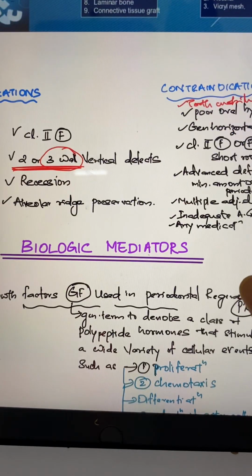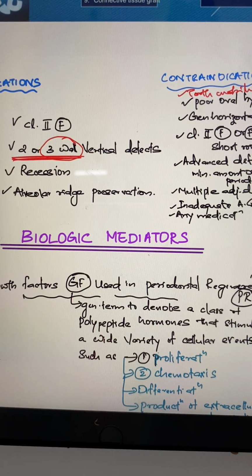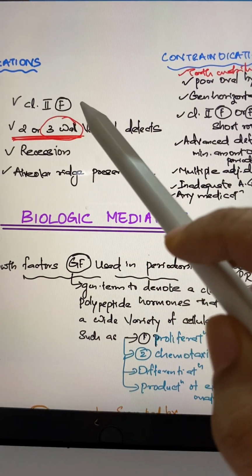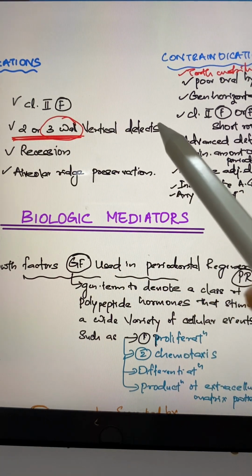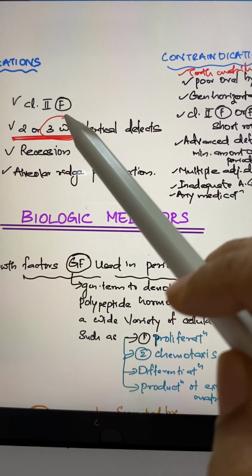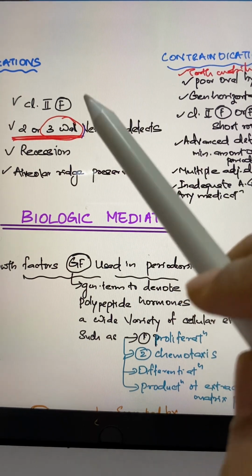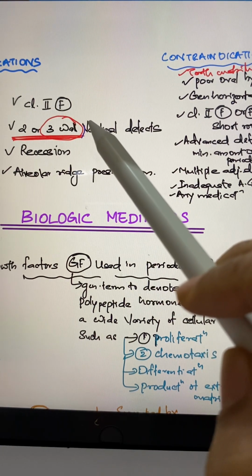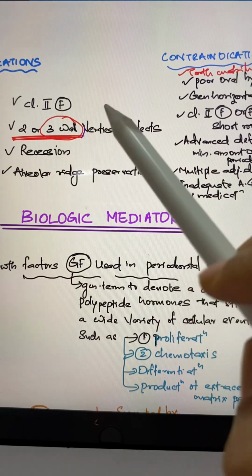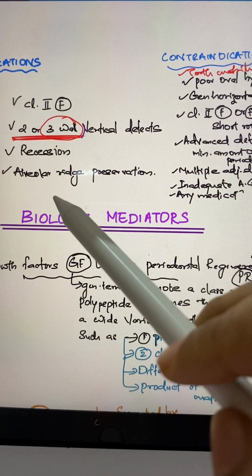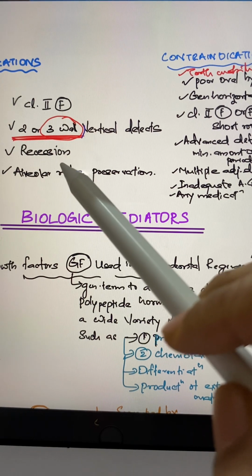And now we need to understand the indications and contraindications of GTR. Indications are that we can use it in class 2 furcation and 2 or 3 wall vertical defects. That is important. A 3 wall vertical defect means 3 walls are remaining, only 1 wall is missing. So in such a case we can do this GTR. If it is a 1 wall defect, meaning only 1 wall is remaining, then it is better to use resection. And if there is any recession, at that time also we can use this GTR. If we want to preserve the alveolar ridge, at that time also we can use this GTR.